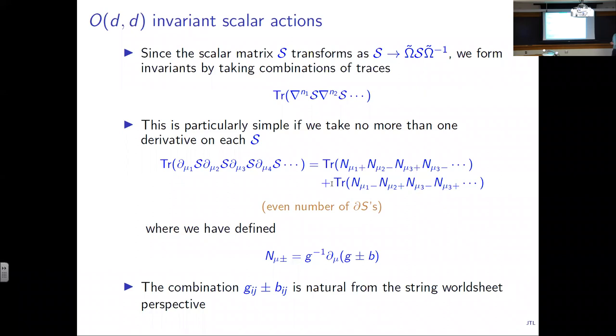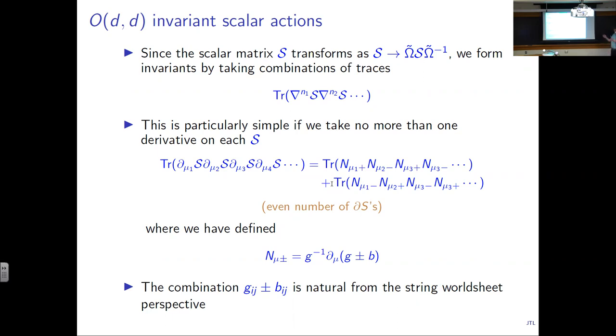In order to get non-trivial traces, you take derivatives. Traces of derivative of S, d squared S, and so on. And so you can form the whole set of ODD invariants by taking traces of derivatives of this internal S matrix. For simplicity, and I'll get back to this, let's say you just take the trace of single derivatives of S: d mu1 S, d mu2 S, d mu3 S, and so on.